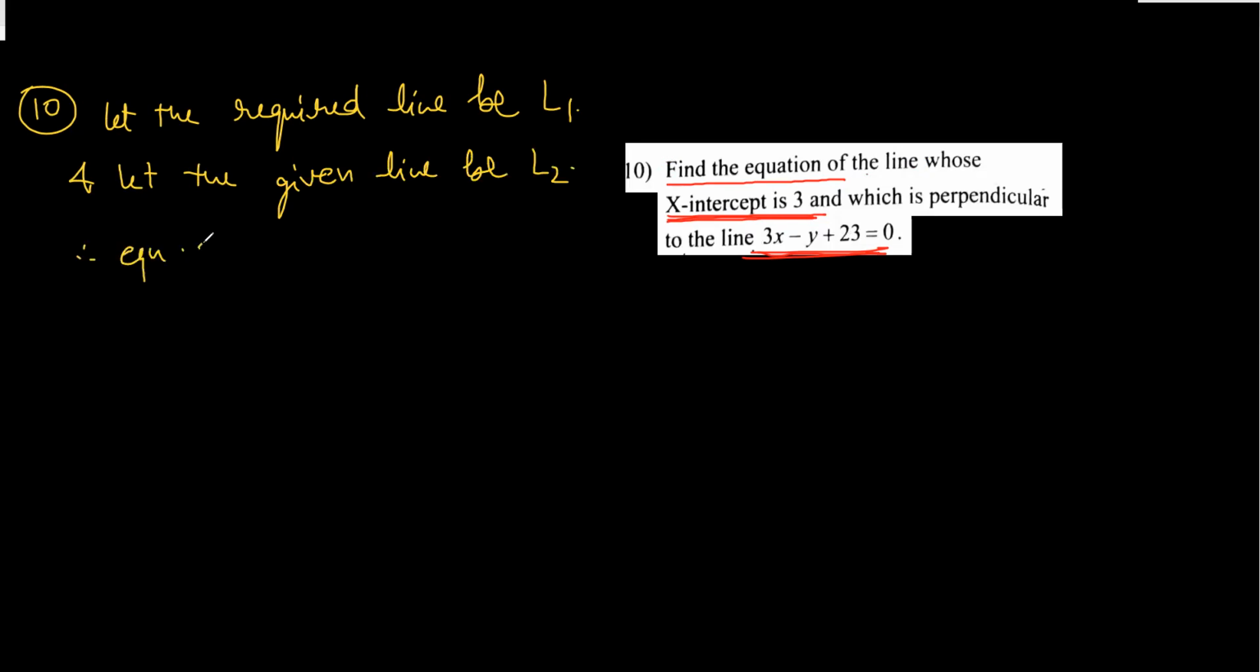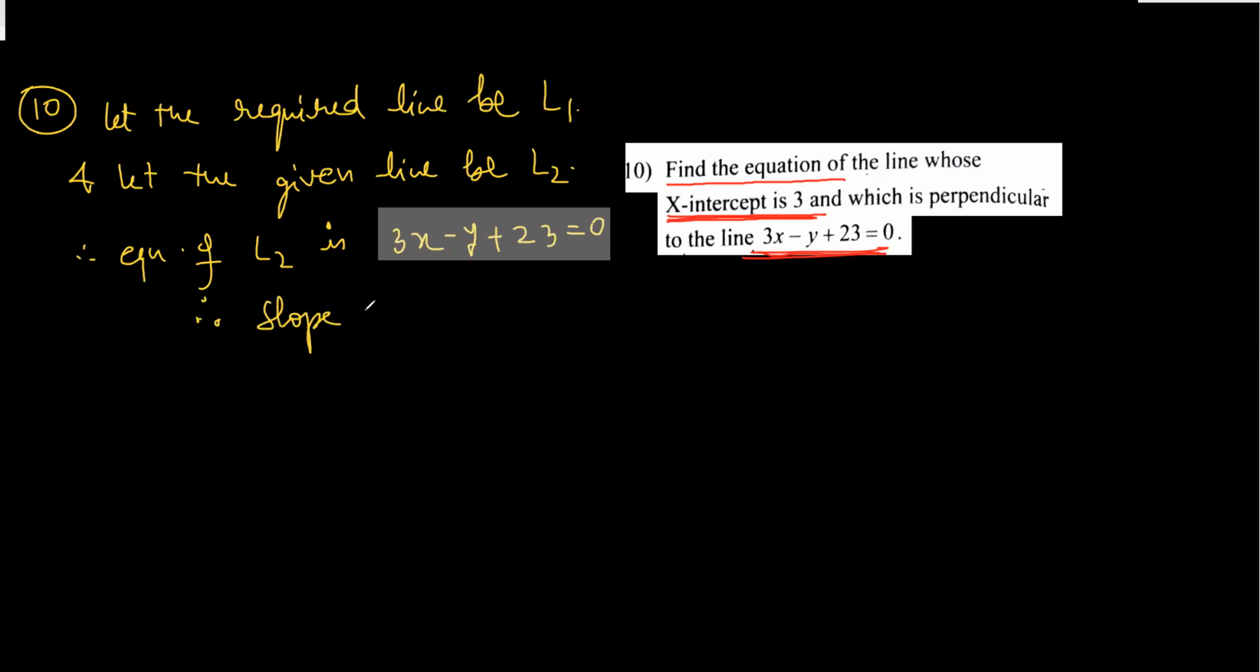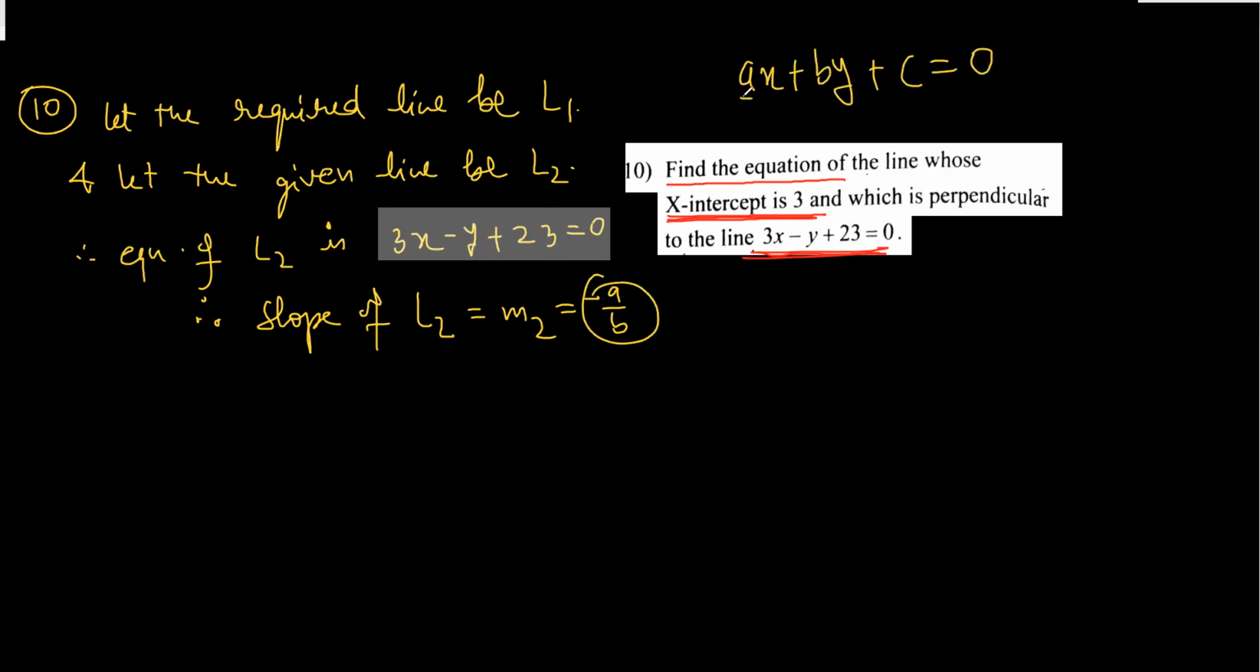So what is L2? Therefore, equation of L2 is, see, I know the equation of L2. Therefore, equation of L2 is 3x minus y plus 23 equals 0. See, they give us the equation of L2 in general form, ax plus by plus c equals 0. Now, I can get the slope. Therefore, slope of L2, which I can call M2, is minus a upon b. Whenever a line is given in general form, ax plus by plus c equals 0, the slope is minus a upon b, minus of x coefficient upon y coefficient.